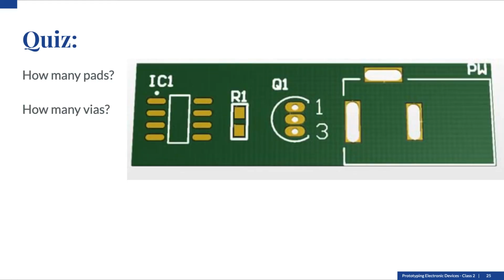Here's a quick quiz. How many pads are there on this PCB, and how many vias? There are 16 pads on the PCB. 10 of them are surface mount ones, and 6 of them are through-hole ones. There are no vias on the PCB.